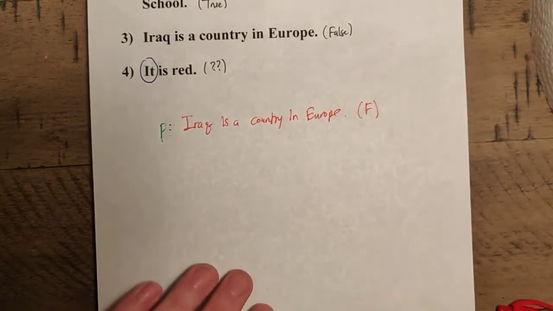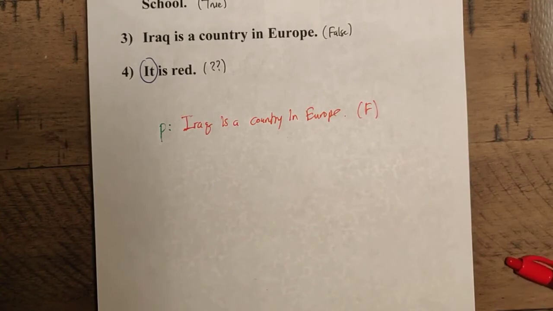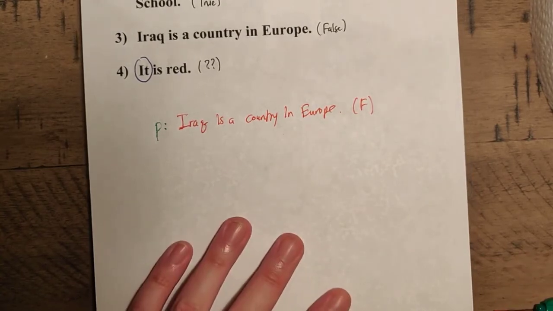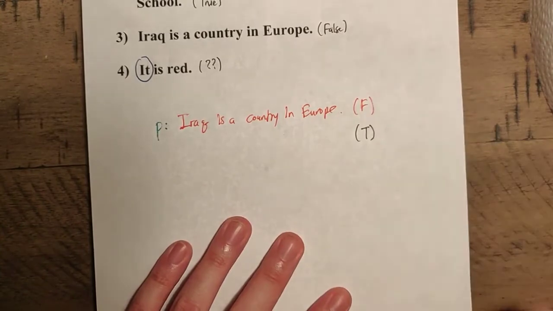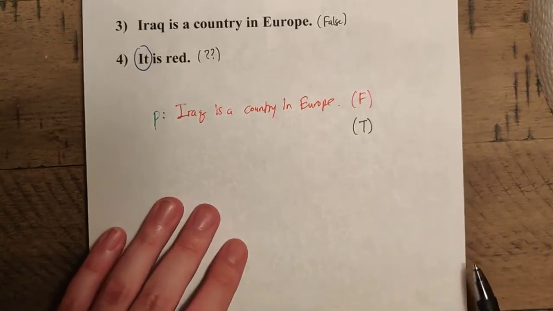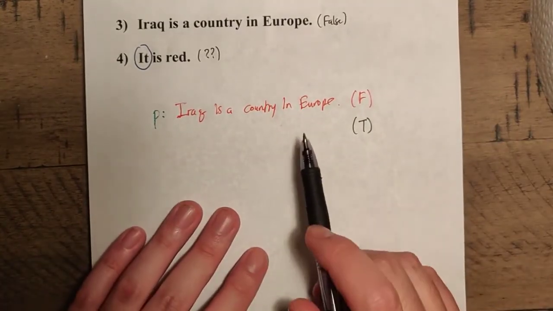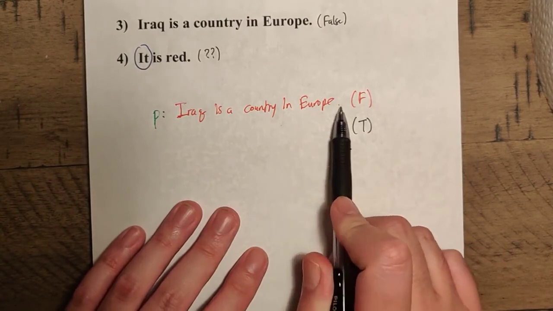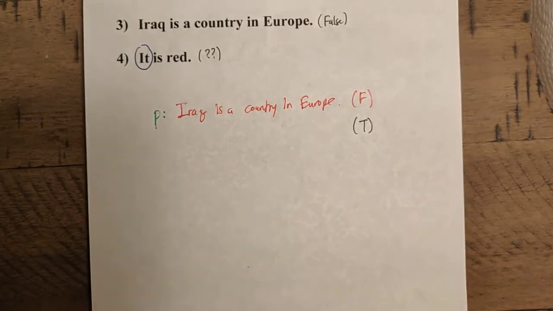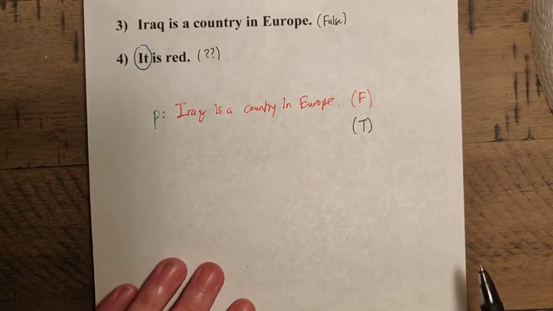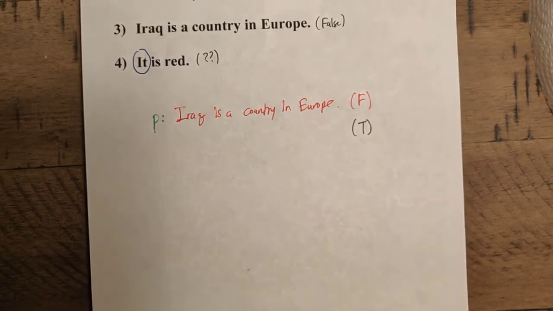It has a truth value of false. I like to make it a truth value of true instead. So if I want to make it true, what could I do here? Well, there are several things we can do. For instance, we can replace some of these words here. So I can replace Europe with, say, Asia, and say Iraq is a country in Asia. I could replace the word Iraq with something that makes it true. So for instance, I could say Hungary is a country in Europe.